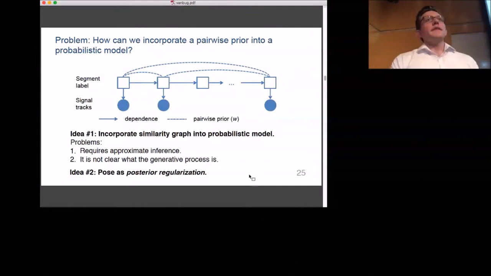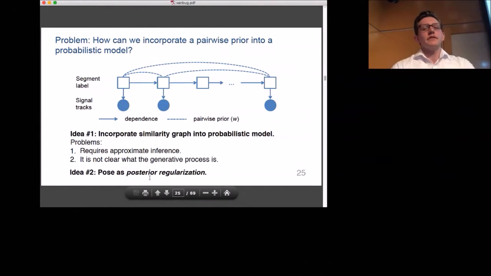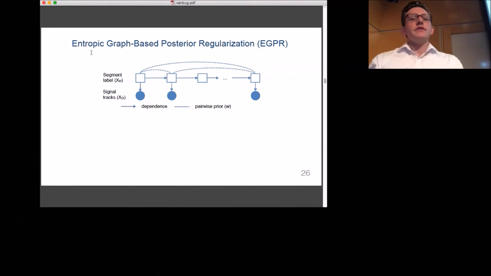So how can we incorporate that pairwise prior into the probabilistic model? Idea number one would be just to throw that information into the probabilistic model. That could work, but it would have to use approximate inference. That's problem number one. Problem number two is that it's hard to decide what the generative process is. And you have to supply some generative distribution in order to put that information into the probabilistic model. So instead, the way we tried to approach this was using a method called posterior regularization. In particular, the method is called entropic graph-based posterior regularization.